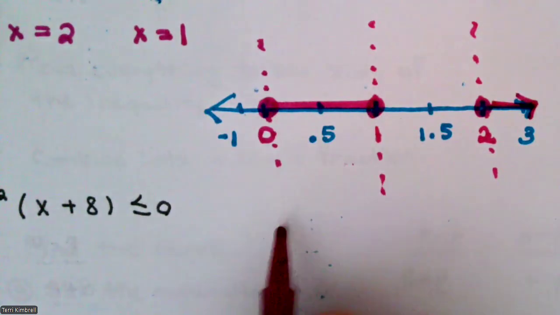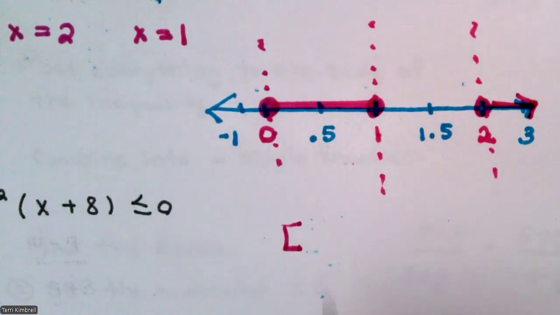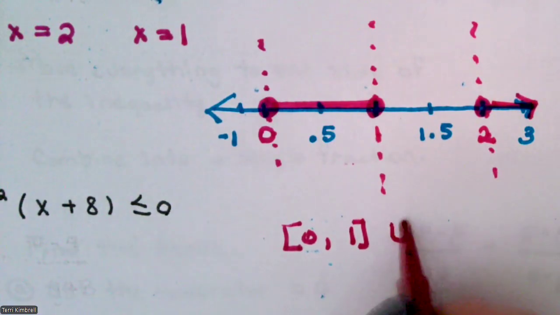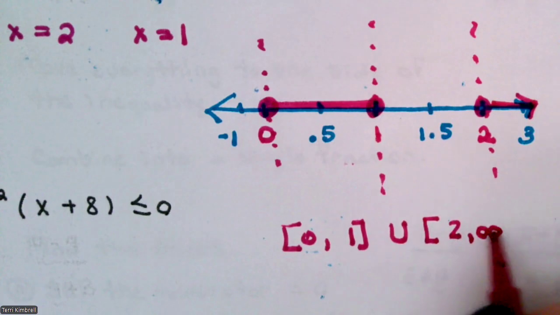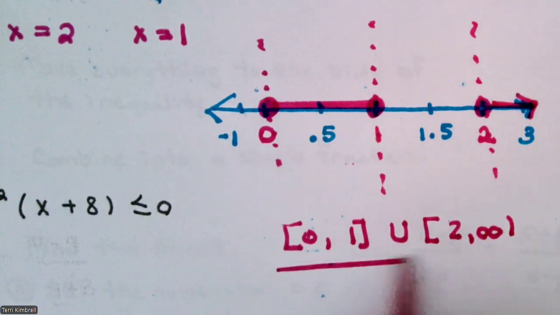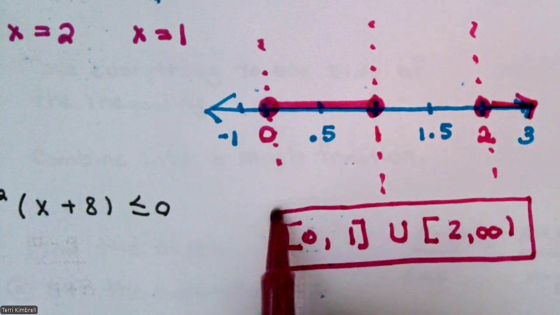So now putting our answer, starting from left to right, 0 bracket to 1 bracket, use the U for or, 2 will be a bracket, and it's continuing to positive infinity. So that's what you would type in when you do your homework.